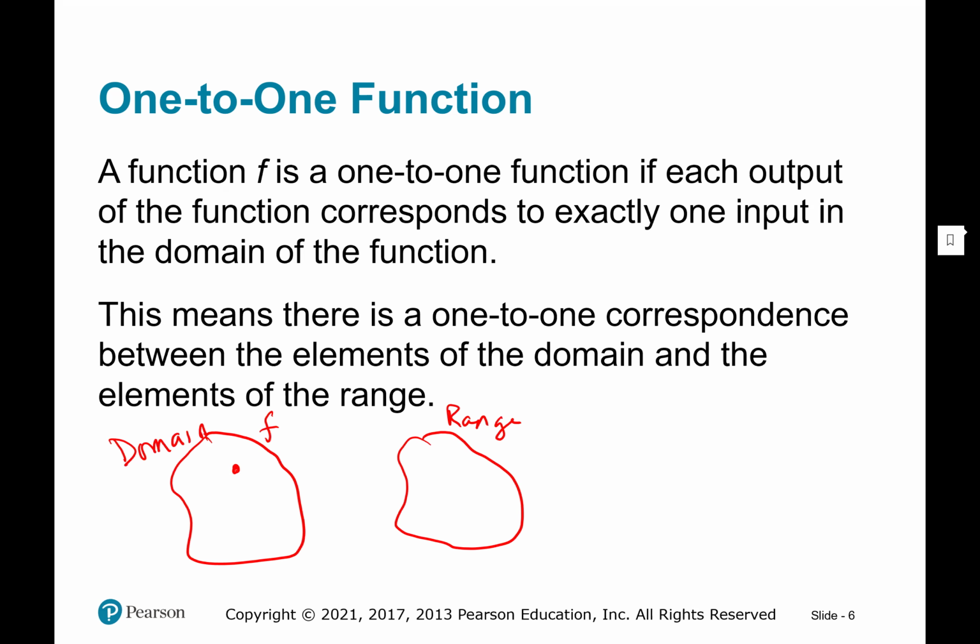In a function, I can have an x go to a y. I can have another x go to the same y. So I can have two x's go to the same y. I can have two inputs go to the same output. That's okay. That's a function. So this is a function.